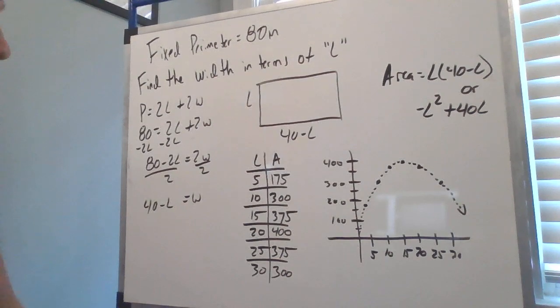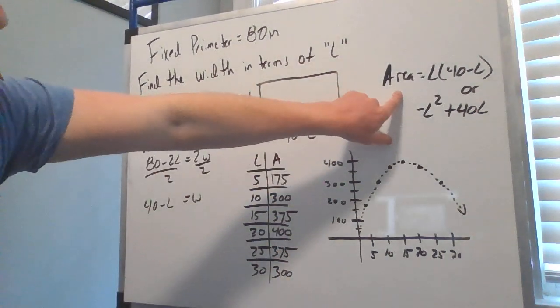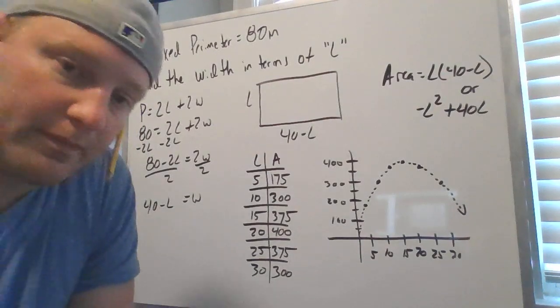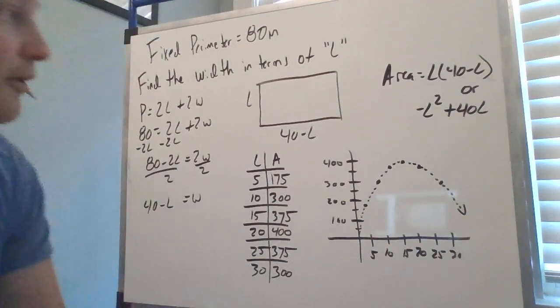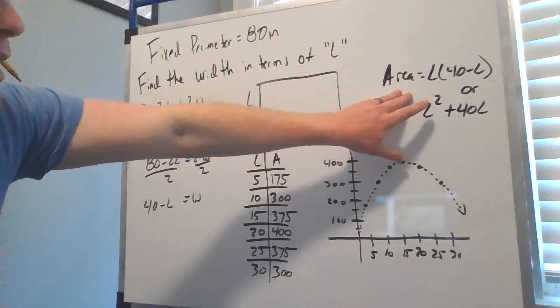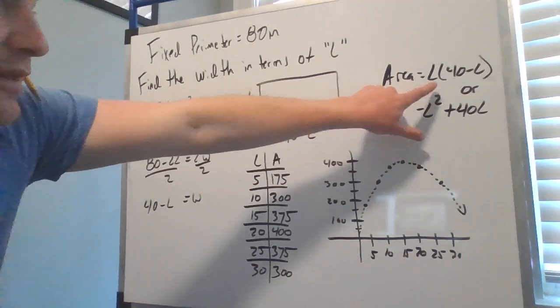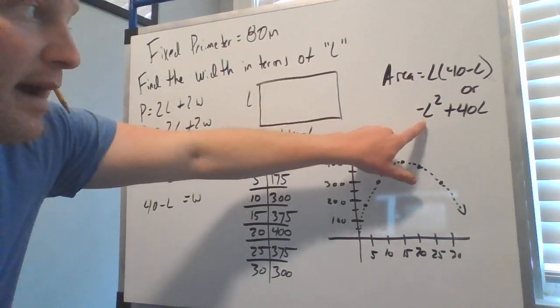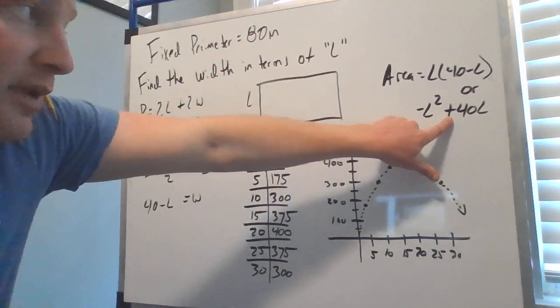Now, I also want you guys to go over here. Give me 1 second. My apologies. So our area, which we know is length times width, is expressed like this: L times 40 minus L, or opposite of L squared plus 40L.